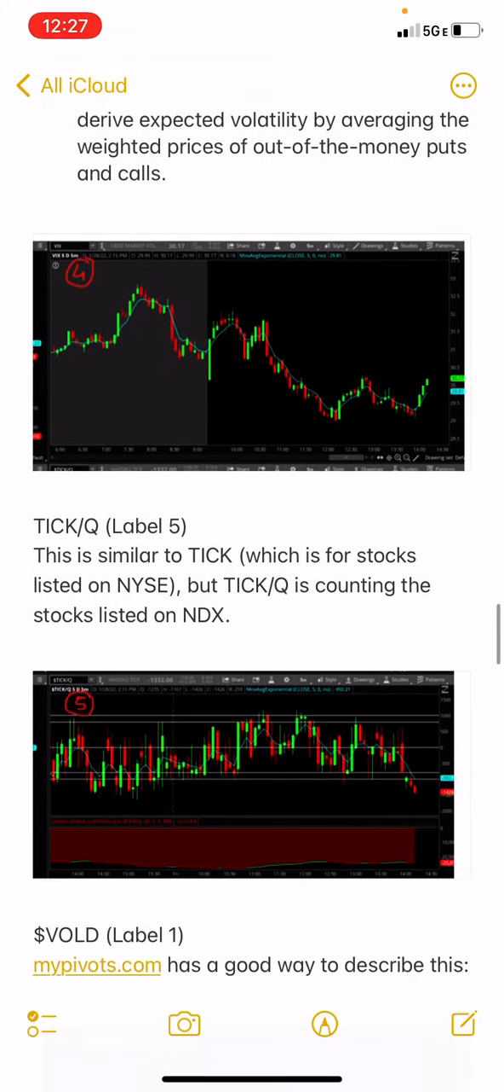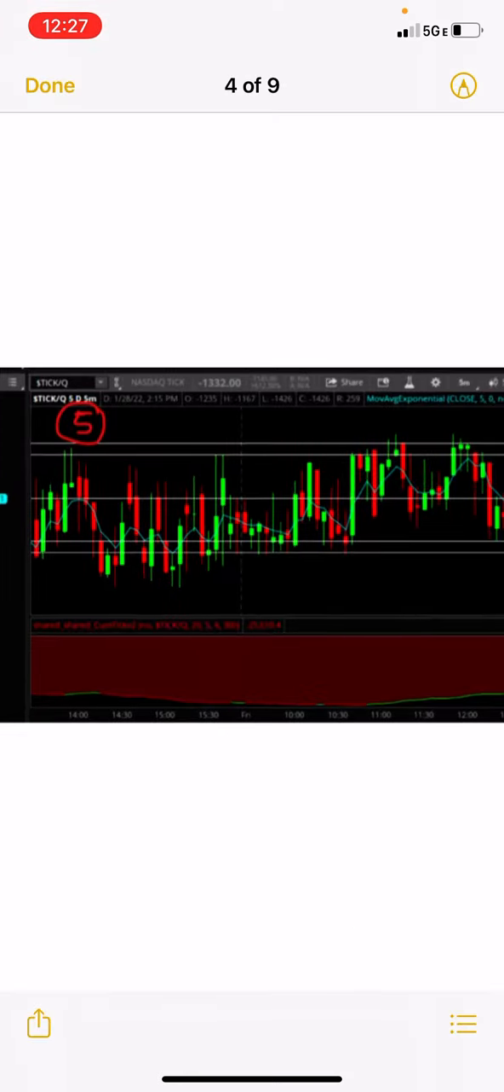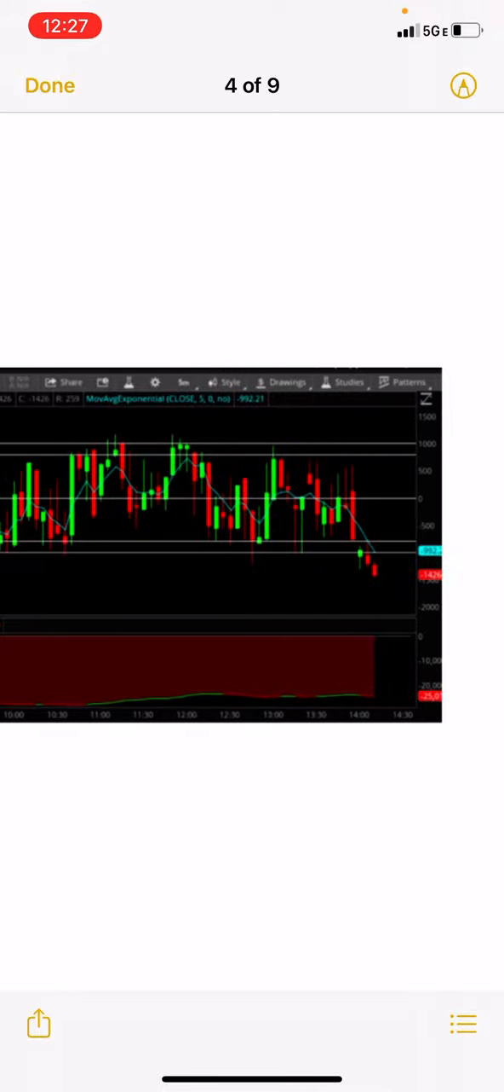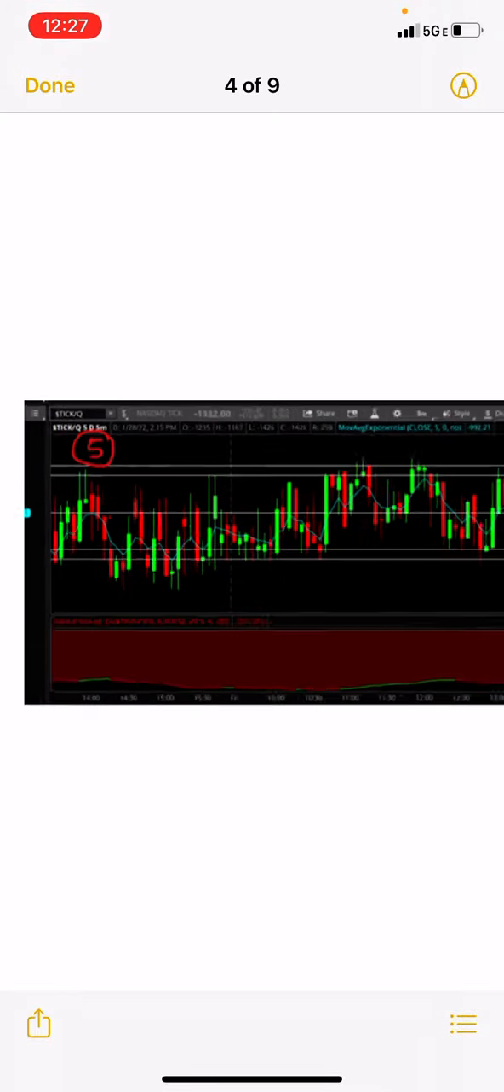There's also Tick Q, which is specific to the NASDAQ. It works similar to the other ticks, so I don't need to go into any detail here.